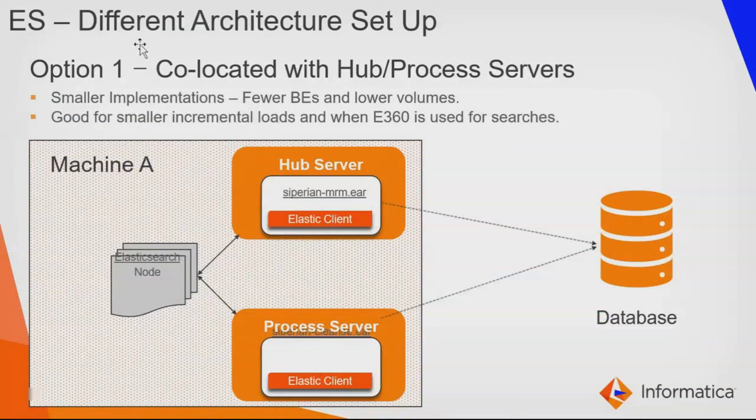The next is Elasticsearch different architecture setup. Here we are going to discuss in what all ways we can configure the Elasticsearch node on different environments. The most basic one is the co-located architecture. Say we have a machine A where we have the hub server and the process server running on the same JVM as the Elasticsearch node. So this is actually a typical out-of-box installation. Usually we have it on our HODs or the VMs are being set up in this way.